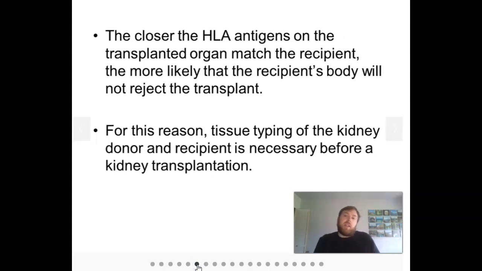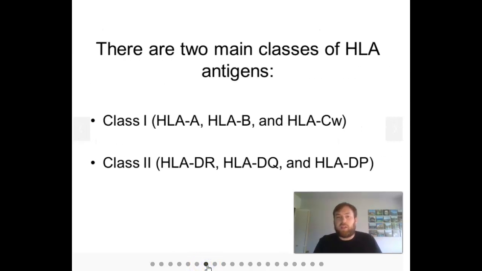The closer that these HLA antigens are on the transplanted organ matching the recipient, as in the more of these HLAs that I can get to have the organ that I'm taking from someone and putting into the patient's body, the more likely that recipient's body will not reject the transplant. It doesn't mean that it won't, but the more HLAs that are on the donor organ that match the patient, the better. For this reason, the tissue typing of the kidney donor and recipient, especially in this activity, is going to be necessary before doing the kidney transplantation.